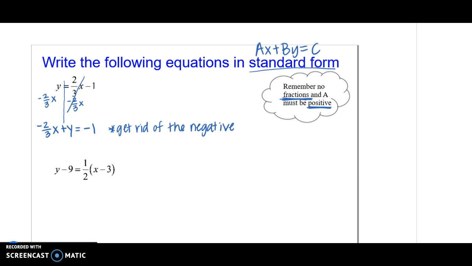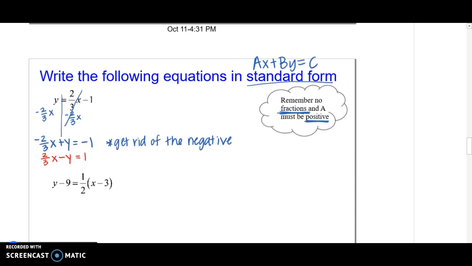So in order to get rid of that negative, essentially what we're doing is we are just flipping the signs of all of these numbers in front of the x and the y, and then also our constant. So instead of negative 2/3, now we have positive 2/3. Instead of plus y, now we have minus y. And instead of negative 1, we have positive 1. Okay. Now our second step here is going to be, we want to get rid of the fraction.